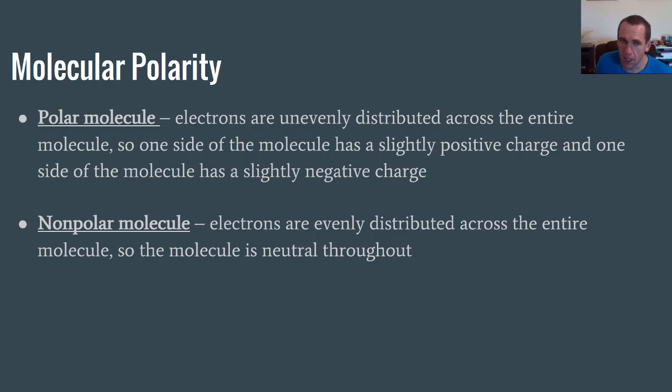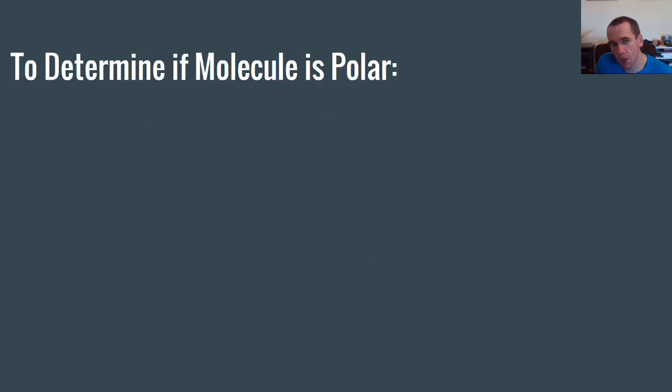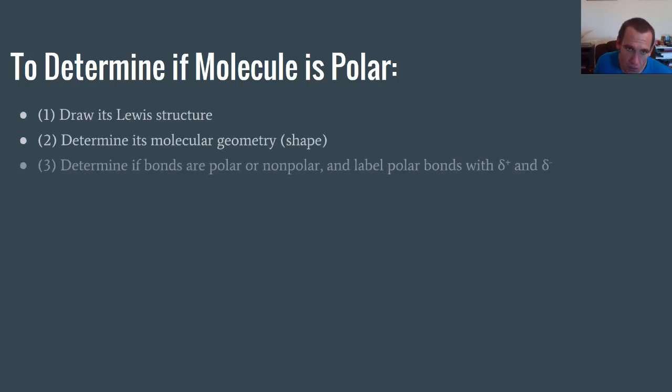If we have nonpolar bonds, then we have nonpolar molecules. And the way we get a nonpolar molecule with a polar bond is by looking at the shape. So we're going to start with the Lewis structure. We're going to determine the molecular geometry.